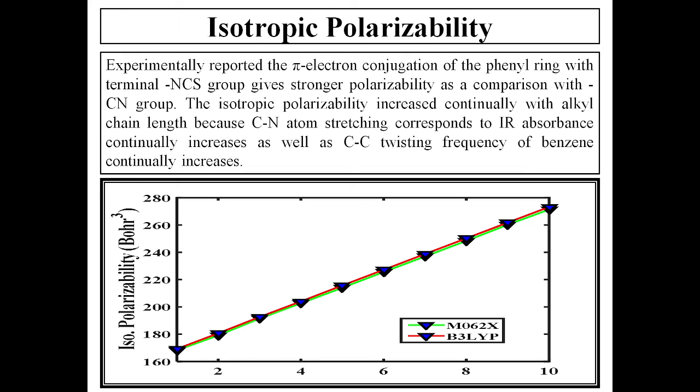Isotropic polarizability. Experimentally reported, pi-electron conjugation of the phenyl ring with the terminal NCH group gives strong polarizability in comparison with the CN group. The isotropic polarizability increases continually with alkyl chain length because CN atom stretching corresponds to higher absorption that continuously increases, as well as the CH twisting frequency of the benzene continuously increases.